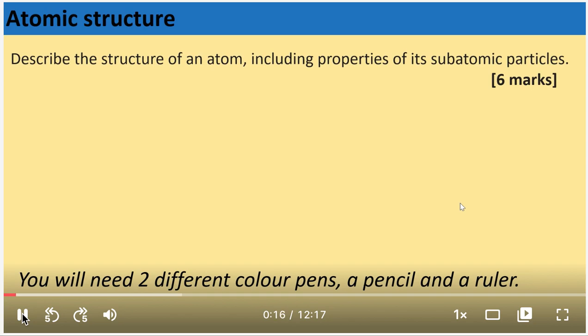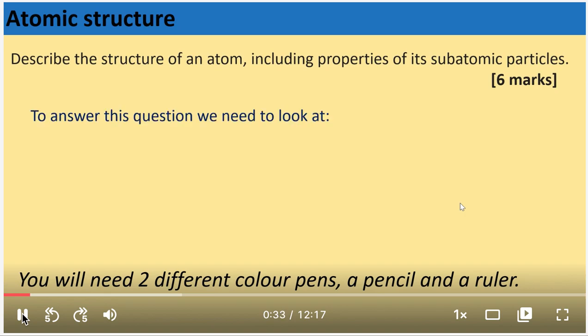Okay, so the aim of today's lesson is to answer this 6-mark exam question, which is: describe the structure of an atom, including properties of its subatomic particles. Now, to do this, we're going to recap some of the stuff we did right at the very beginning of year 9.